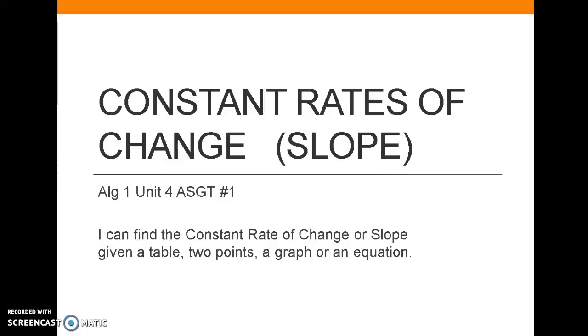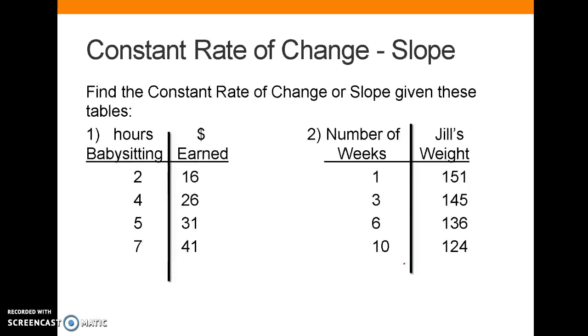So this is assignment number 1 in our new unit, Unit 4, which is on linear equations. And this particular assignment is on a constant rate of change, which we will call the slope. And so we're going to look at constant rates of change or slopes given a table, sometimes given 2 points or a graph, or even an equation. And that's what we're going to be focusing on during this video.